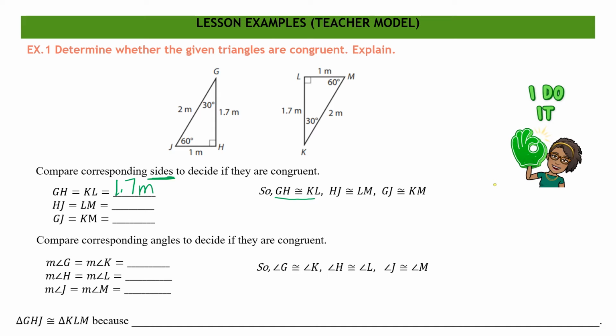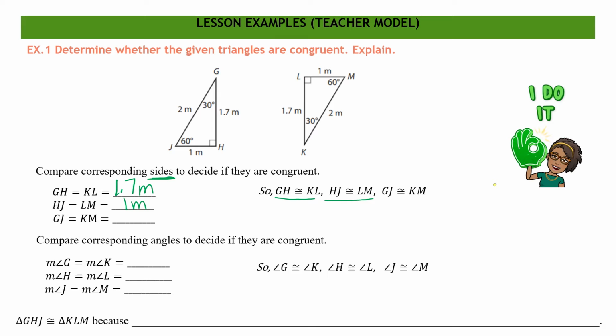HJ, so HJ is 1 meter, and I see that LM is 1 meter. And these two sides are in fact corresponding because their measures are equal. They match up. So if the measures are equal, we can say, in fact, that HJ and LM are congruent.